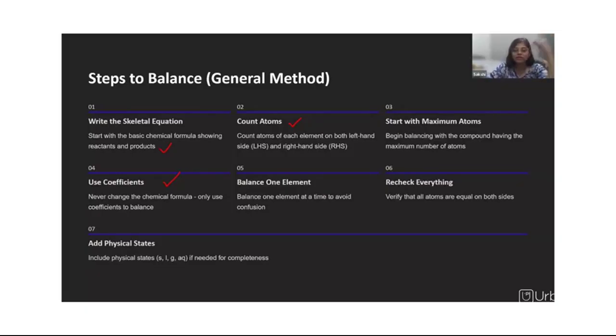Like we need to balance everything one by one, and then we need to verify, recheck everything till the time we get a proper balanced equation. Also, at the end, we add the physical states. If your reactant is present in gaseous state, you put a small g. If it is present in a solid state, you put a small s. In liquid, you put L.